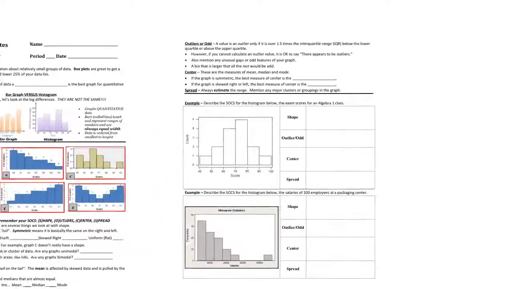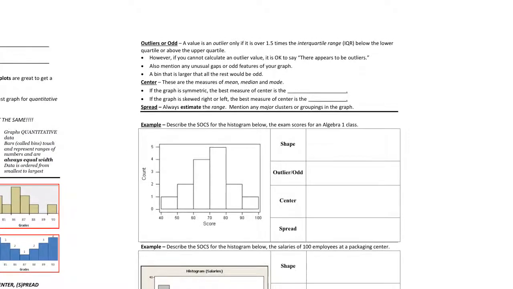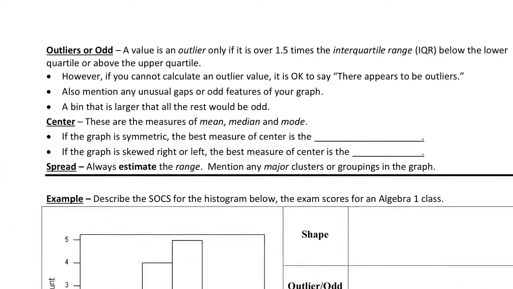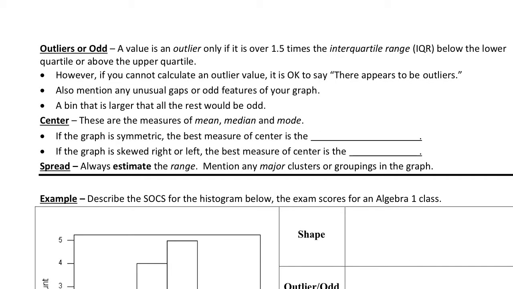For this lesson, we're going to look specifically at how we're going to describe a graph. But before we get to that, we're going to revisit some of the definitions we've already learned in this lesson. The first one we're going to talk about is outliers. So remember, what we're using to describe is our SOCS. In the last video, we learned about shape. Now we're going to learn about those O's, the outliers, or anything odd.